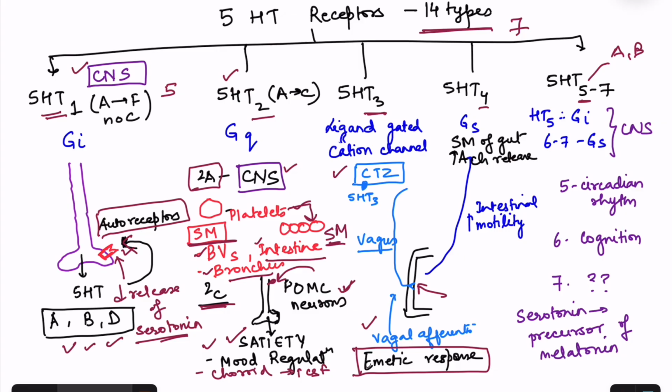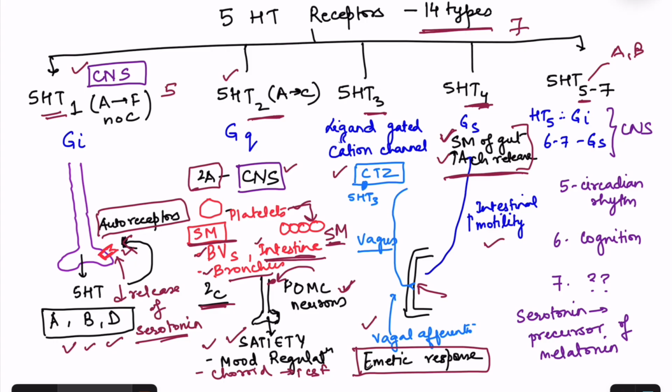Then is 5-HT4 receptor, which is again present on the smooth muscle of the gut. So we saw 5-HT2 receptor present in the intestinal smooth muscle. We have 5-HT4 receptor also, which are present in the smooth muscle of gut. Plus they also act in the ganglia and cause increase in the acetylcholine release. So when this is stimulated, it is going to increase the intestinal motility.